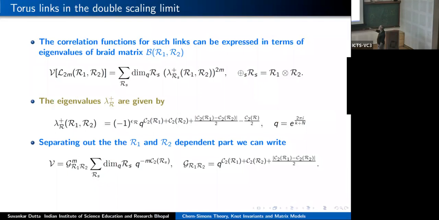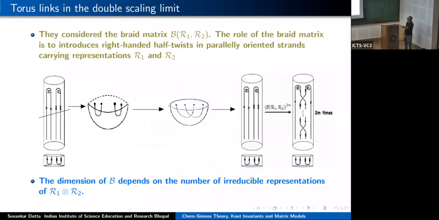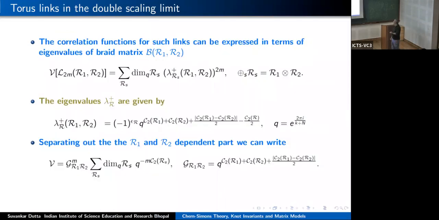So if you follow their work, the final result for such links is given by this. There is a sum over RS. This sum runs over all possible irreducible representations of R1 and R2. So you have some representations R1 and R2 in this diagram. Okay. So the corresponding knot invariant for this kind of torus knots and links is given by this. And here there are different expressions for these lambdas. This dimension is the Q dimension of the representation RS. I haven't written the expression for the Q dimension, but one can write that. And these lambdas are the eigenvalues of this braid matrix, which has this expression.